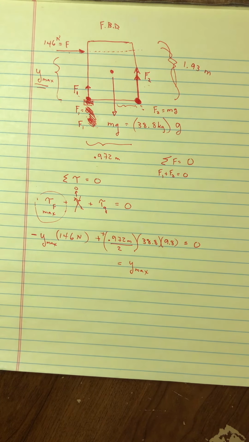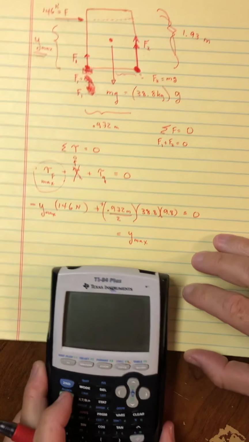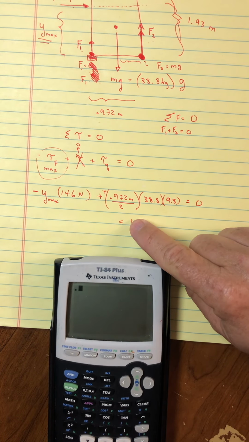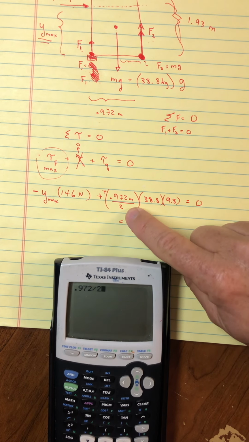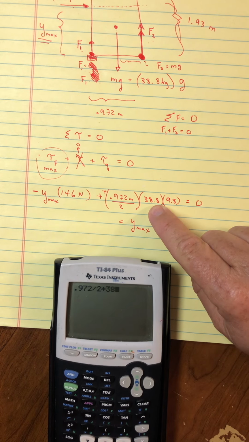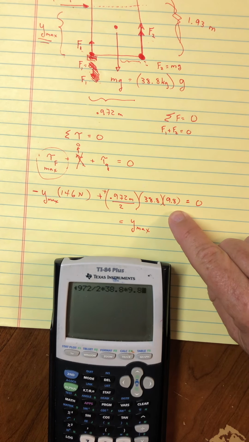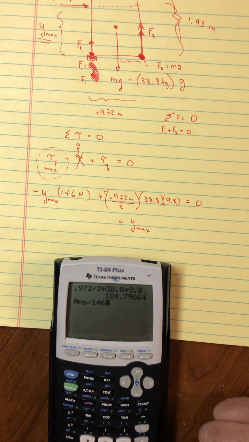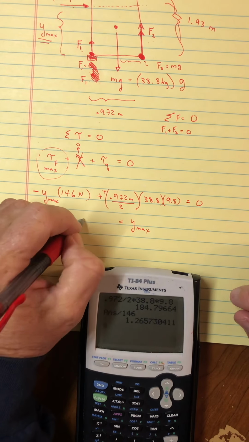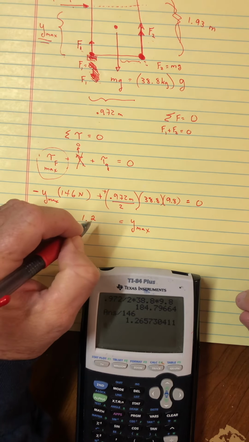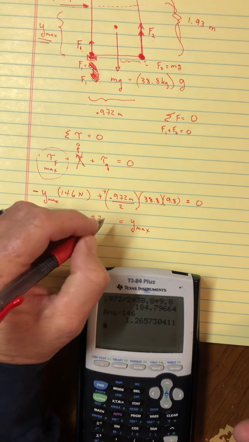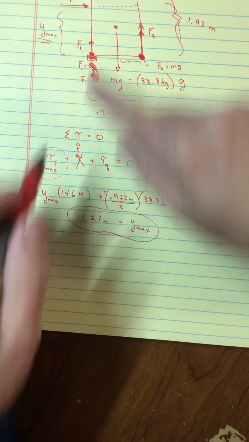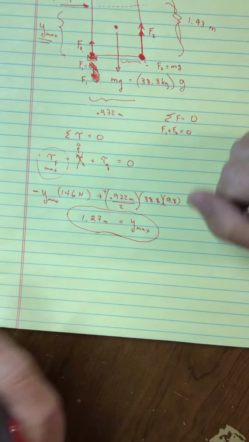Excuse me, the calculator work comes out here, and we can now solve this problem. So imagine this moving over to here. I'll just calculate this number: 0.972 divided by 2 times 38.8 times 9.8. So that's that force. Now, if I divide that by the 146, I get a height of 1.25, so I'll round it up to 1.3 meters. And that's the maximum height, because any height greater than that gives it more torque than can be balanced with gravity.